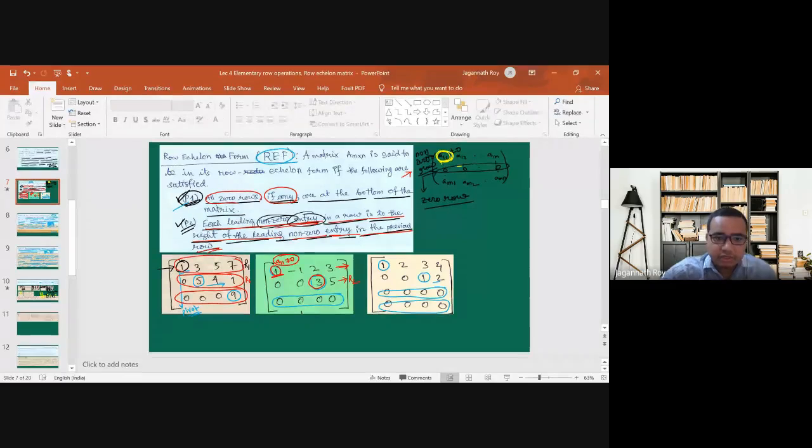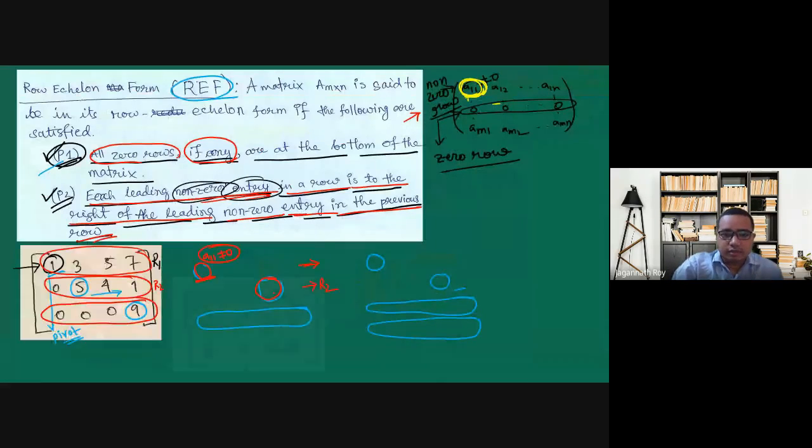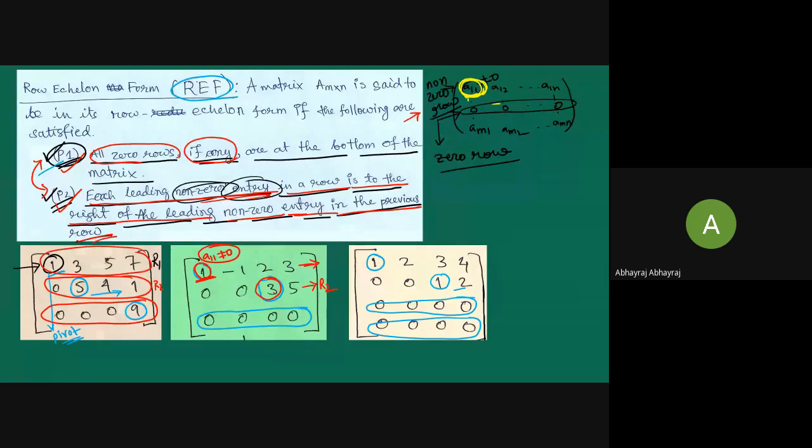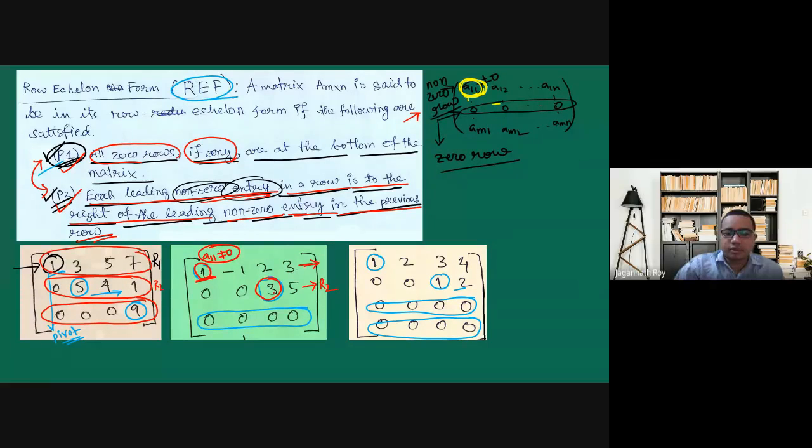Yes, where were we? The first property says all the zero rows will be at the bottom. The second property says each leading non-zero entry is to the right of the previous row's. So this does not imply the other. This is a different property and this is also a different property. Okay, sir. Understood, sir. Thank you.